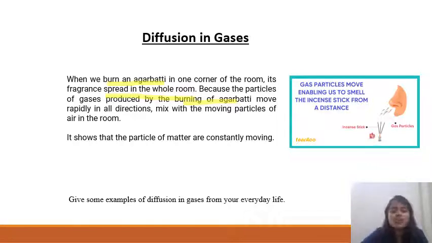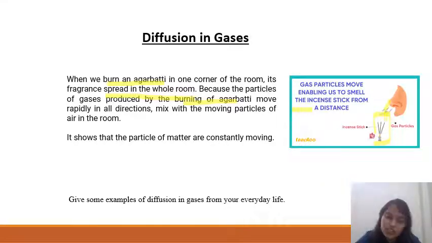Okay. You can also see there is a picture over there, like the gas particle movement enables us to smell the incense stick from a distance. You can see when we burn this stick, then the fumes come to our nose.